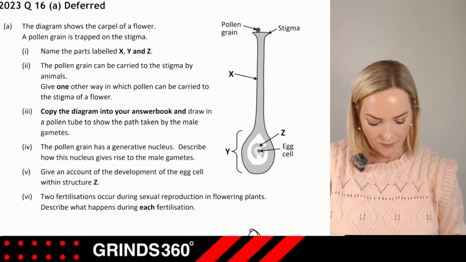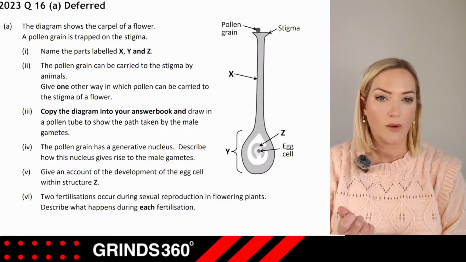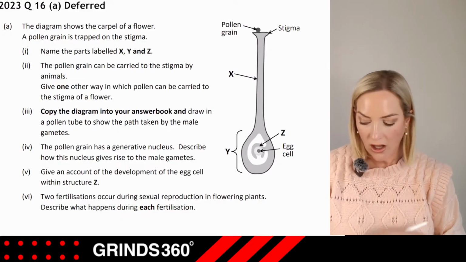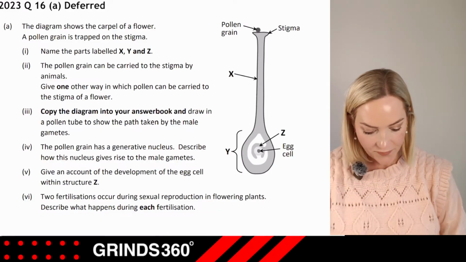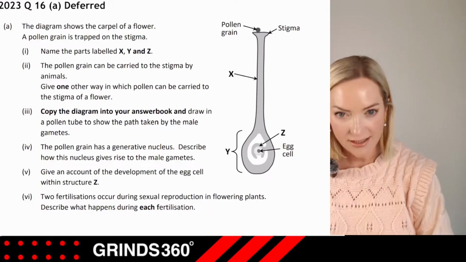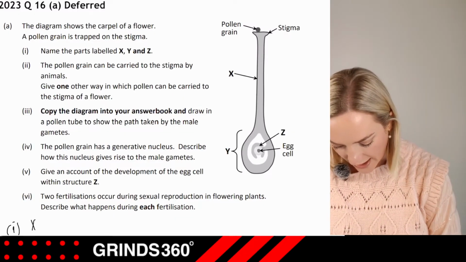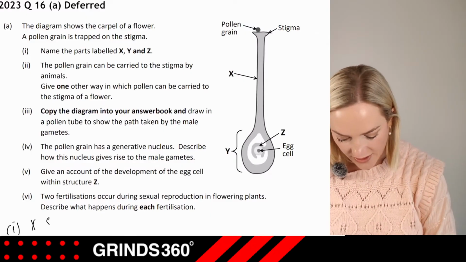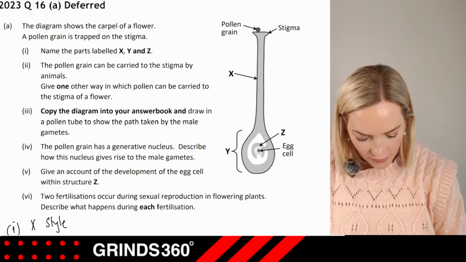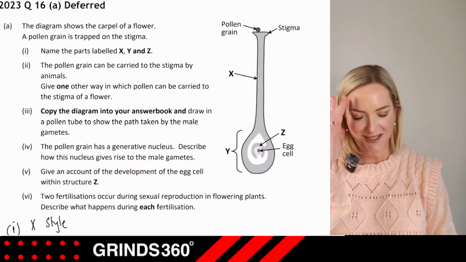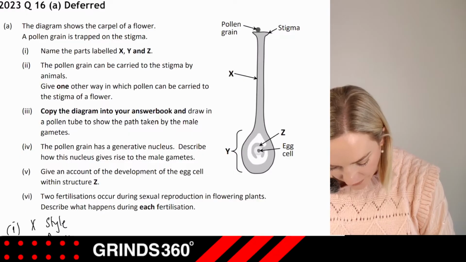Let me get my pen ready. Okay, so let's look at this deferred question, and what was asked here that wasn't asked in 2024 or hasn't been asked in a while. It starts off with: name the parts labelled X, Y, and Z. So you are going to put in your answer book part 1: X, Y, Z. X is your style, Y is your ovary, and Z is the ovule.